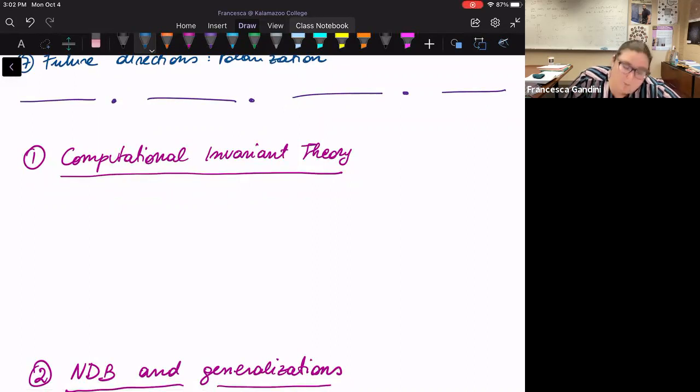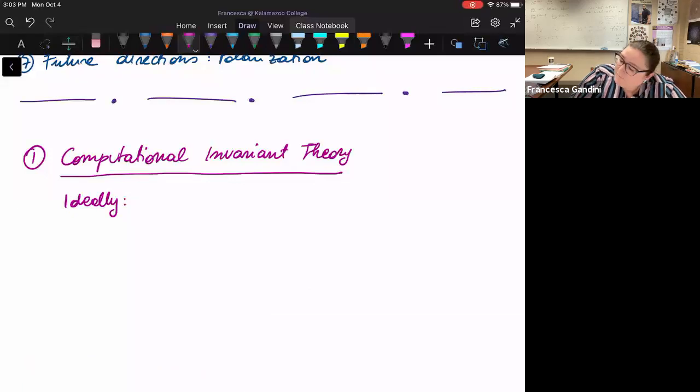So what do I mean by computational invariant theory? What we mean computationally is the goal, the ideal. Ideally, we would like to be able to produce a set of generators for the invariant ring, or a minimal set to generate invariants. So ideally, a set of minimal generating invariants.